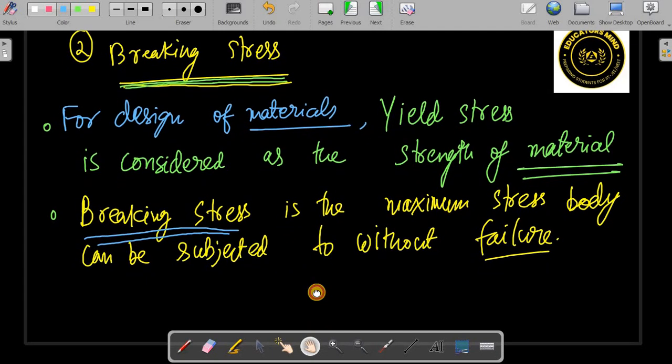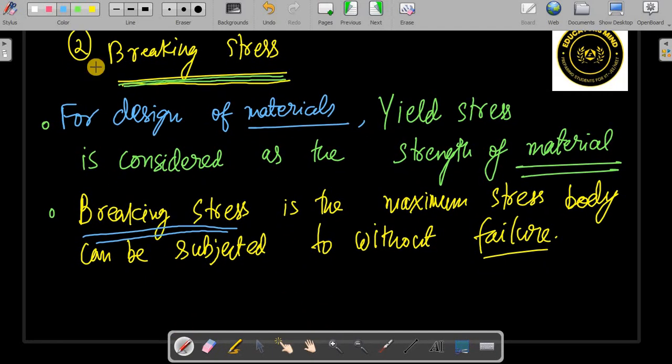For engineering purposes we don't use breaking stress for design. But if you have to cut something, if you have to break something, then we have to think of putting stress greater than breaking stress. In that case, they may be useful.